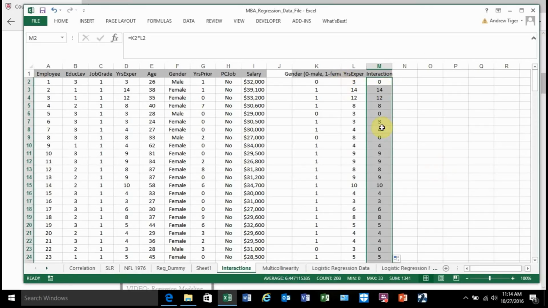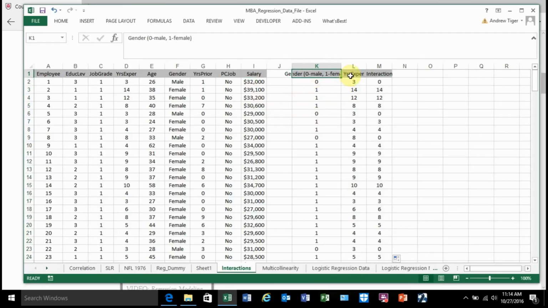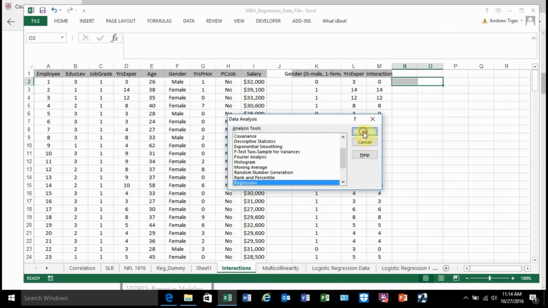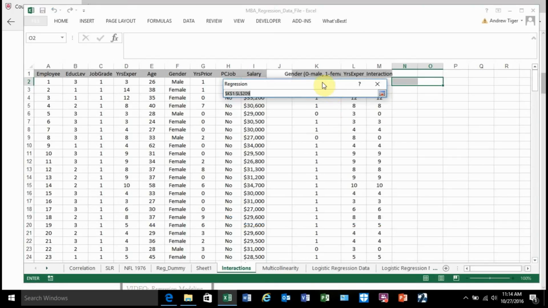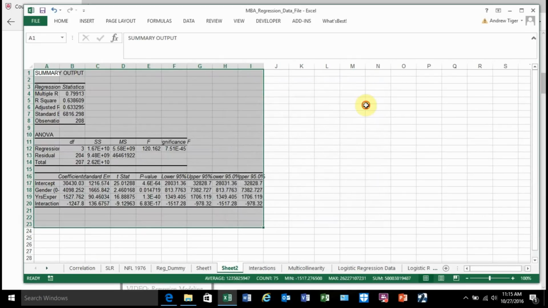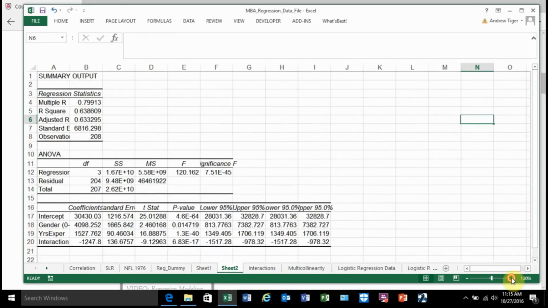So now we're going to do the same thing. We're going to model salary as a function of the gender, years of experience, and the interaction of gender and years of experience. Now it does create another variable, but that's okay. Under data analysis, regression. Now I'm just going to change my X range to add a third column. Let it generate a new one. Let's look at our model.